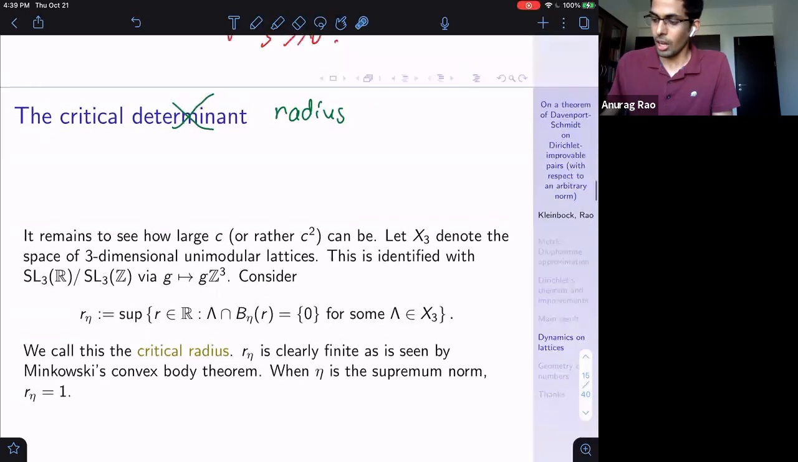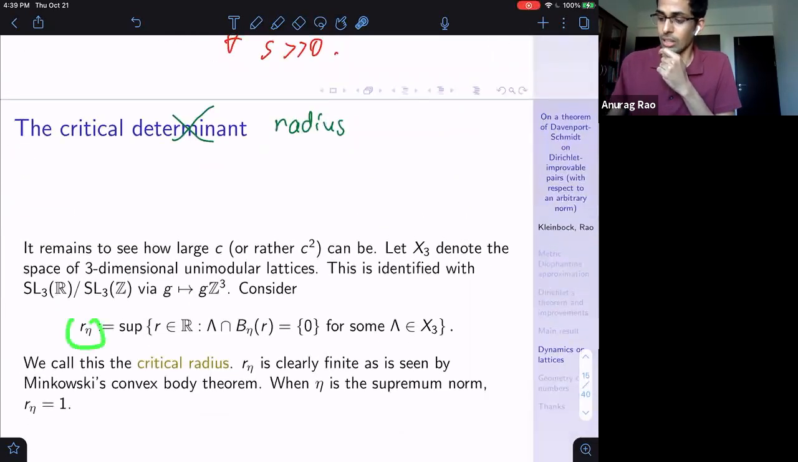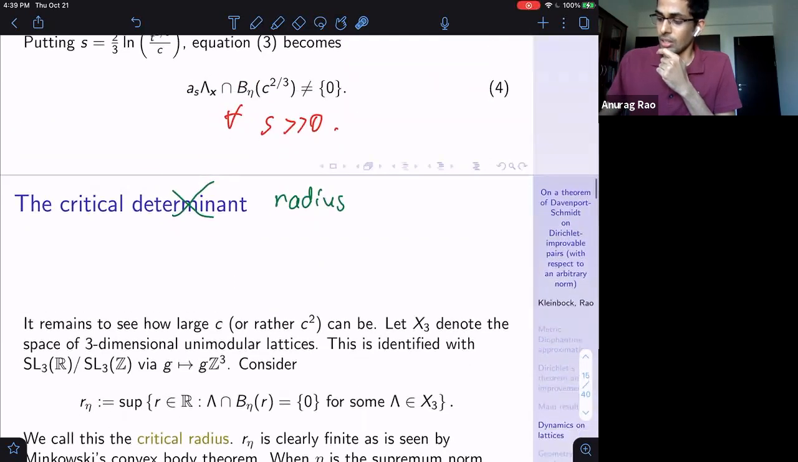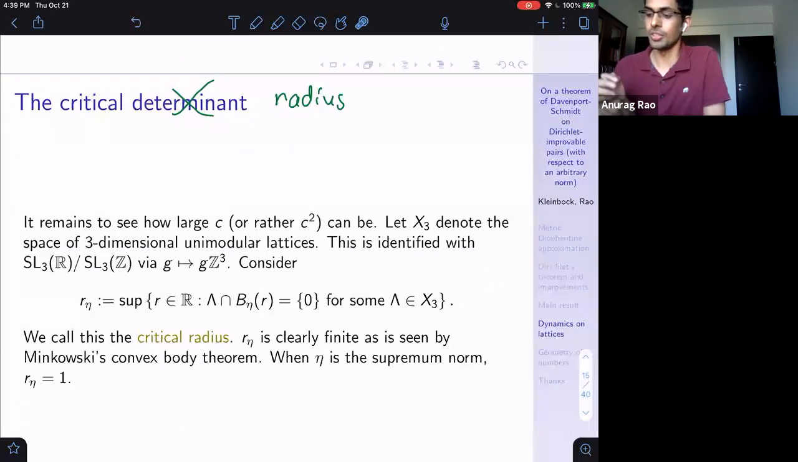This is definitely one upper bound for this C nu candidate, because if I have something greater than R eta, this condition is always going to hold because there's no lattice that intersects it at 0. This is just a game I want to play to see how large this C square or this R can be. What is the largest ball I can have such that there is some unimodular lattice, maybe not a lambda x, but some other lattice, that intersects the ball trivially? Again, R eta is finite by Minkowski's convex body theorem.